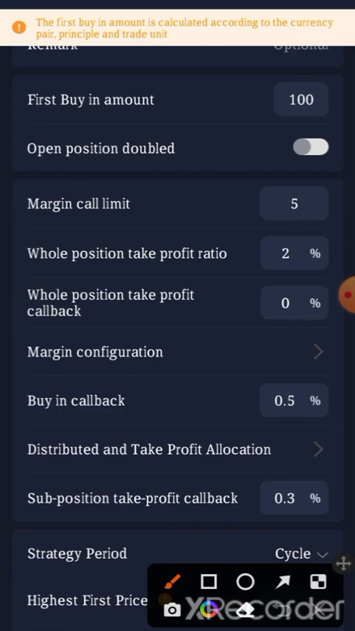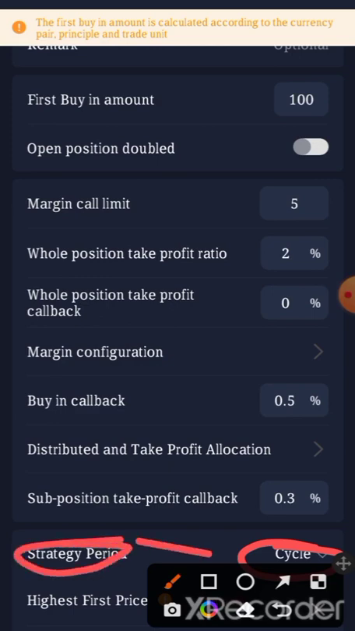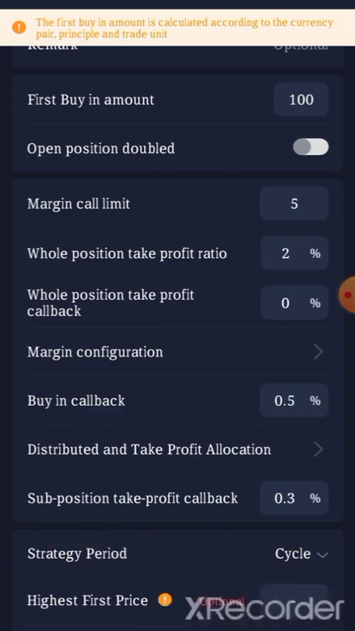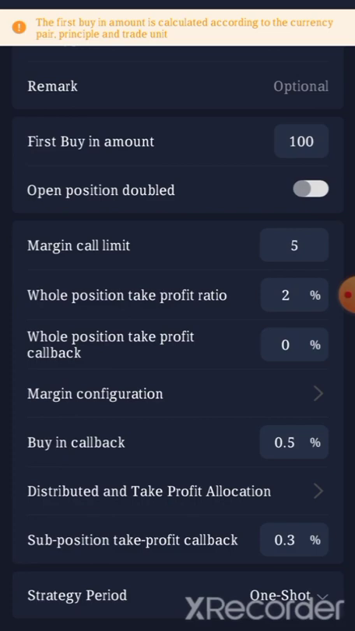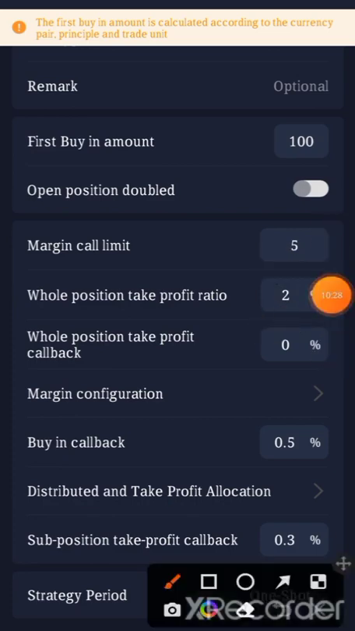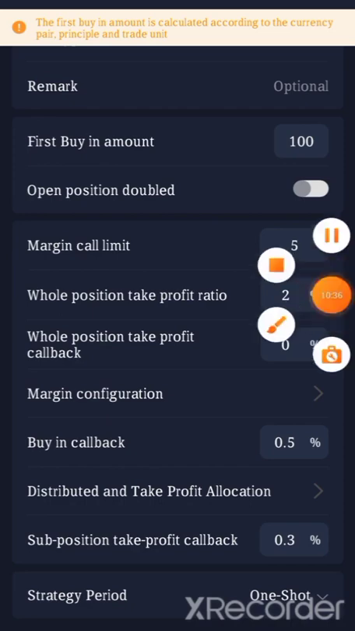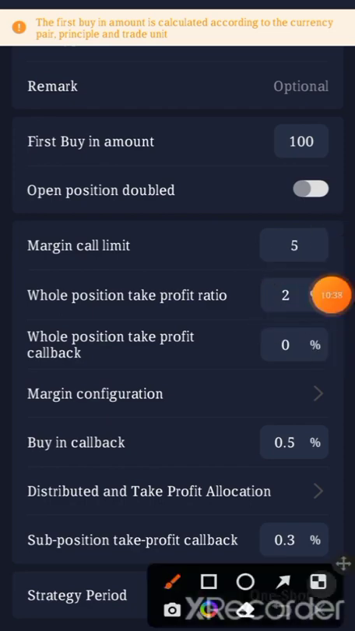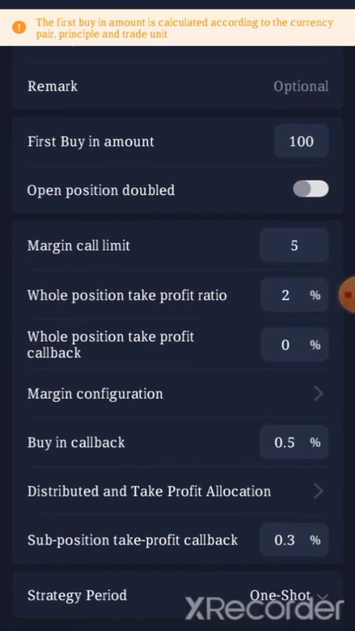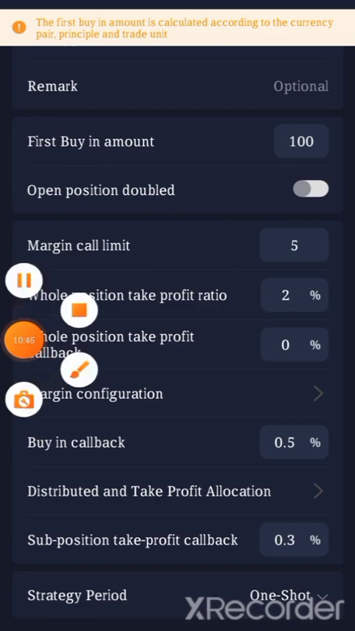So you don't want to trade in a cycle. Here in the default form, the strategy period is indicating cycle. You don't want cycle, you want one shot. So you simply tap on one shot, and you see this one has changed. All the settings have changed. It is now one shot, not like it was before. I hope that is a little clear.